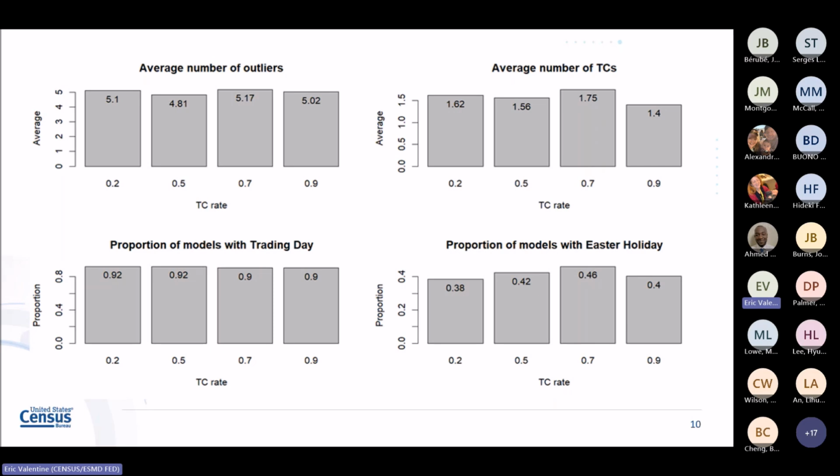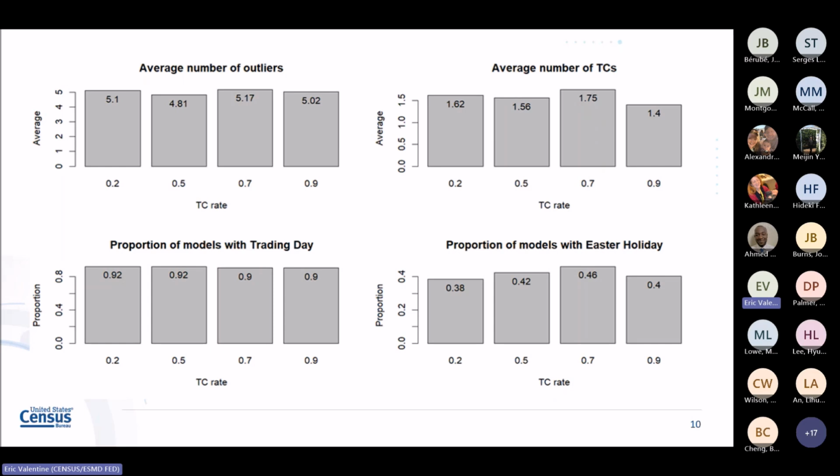The top 2 bar charts show the average number of outliers in each model at each decay rate and the average number of TCs in each model at each decay rate. The highest number of outliers were detected when the rate was 0.7, but the least amount of outliers were detected when the rate was 0.5. I thought this was interesting because this may suggest that the 0.5 rate may require a less complicated model. Also, the TCs were most often detected when the rate was 0.7, at least when the rate was 0.9.